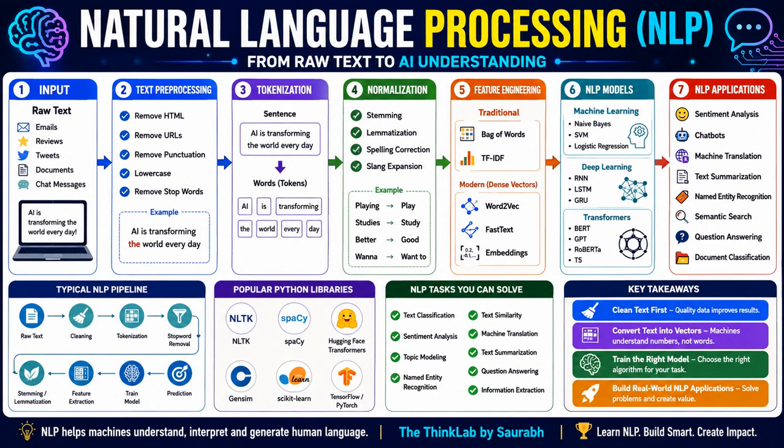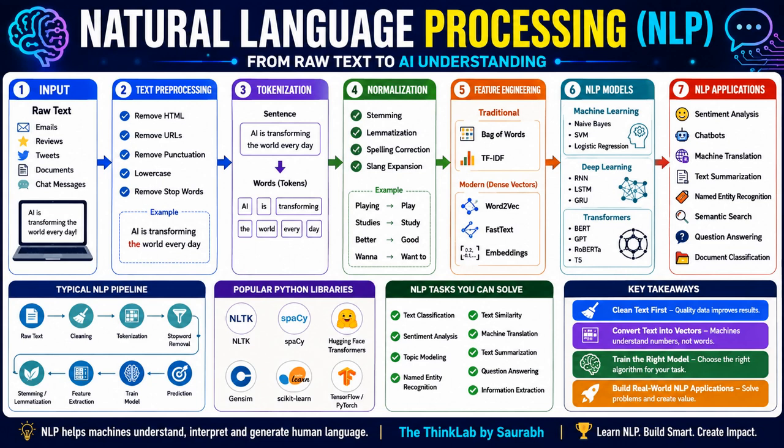Now we move to the second stage, text processing. Raw text contains many unnecessary elements, for example punctuation, emoji, HTML tags, URLs, duplicate spaces, and special symbols. So we have to perform pre-processing. The pre-processing pipeline usually consists of multiple operations.